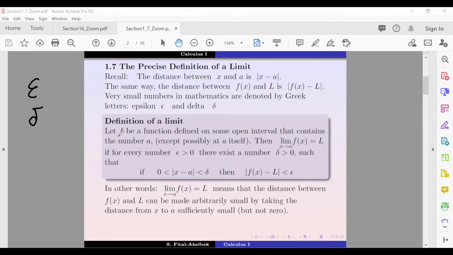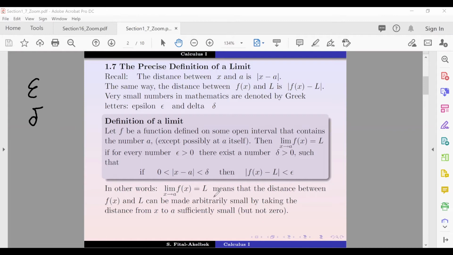Now, definition of a limit. If f is a function defined on some open interval that contains the number a, except possibly at a itself, then the limit as x goes to a of f of x is equal to some number L, if for every epsilon greater than 0, there exists a small positive number delta, such that if the distance between x and a is less than delta, then the distance between the function and the limit is less than epsilon.